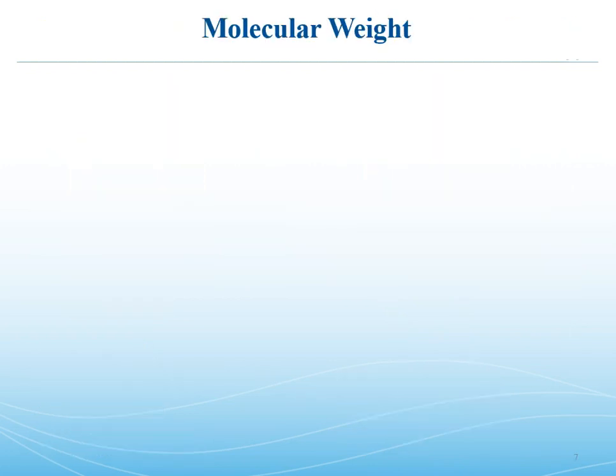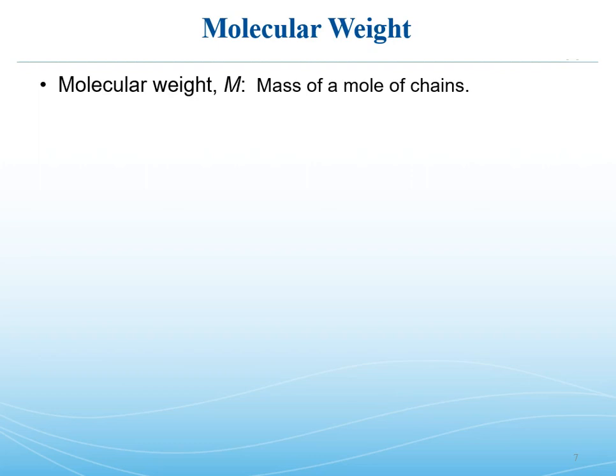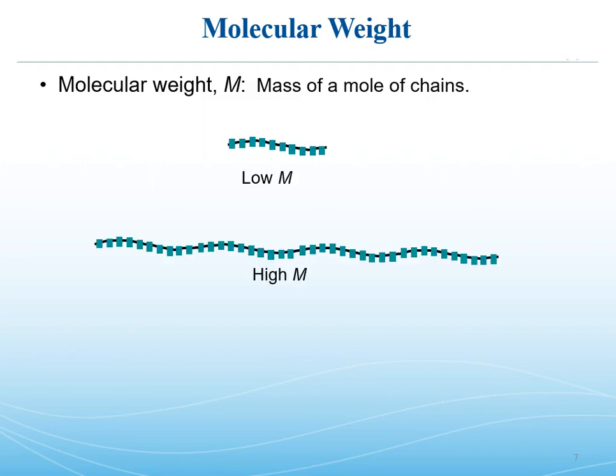Okay, so back to the case where, for instance, we don't have polarity, we don't have any kind of steric hindrance or steric chain stiffening. We're back to molecular weight really determining most of the properties. So for a polymer, the molecular weight is the mass of a mole of polymer chains. Okay, so if you've got a short chain, you've got a low molecular weight. If you've got a long chain, you have a high molecular weight.